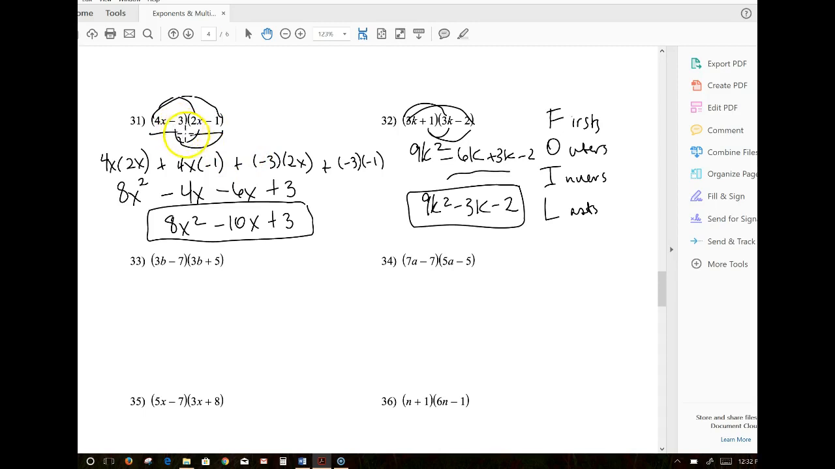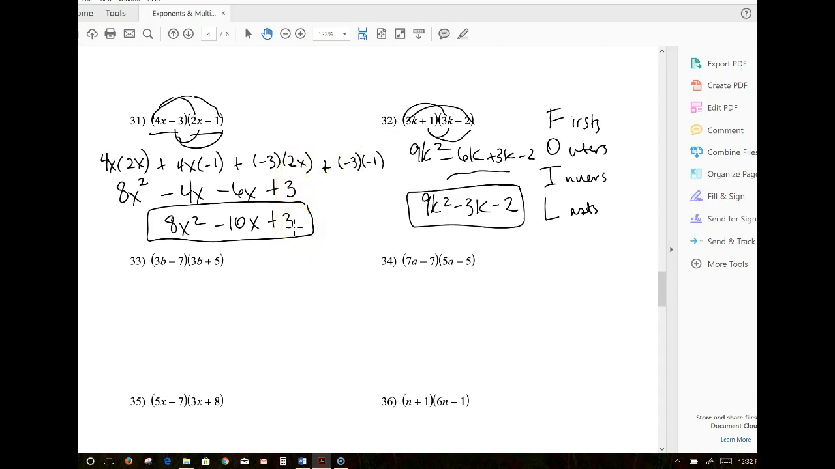All right. Next we have our inners, so negative 3 times 2x. And then finally our last, so the last of each set of parentheses, negative 3 times negative 1. Okay, so now we simplify each of those. 8x squared, negative 4x, negative 6x, and then negative times negative becomes positive 3.